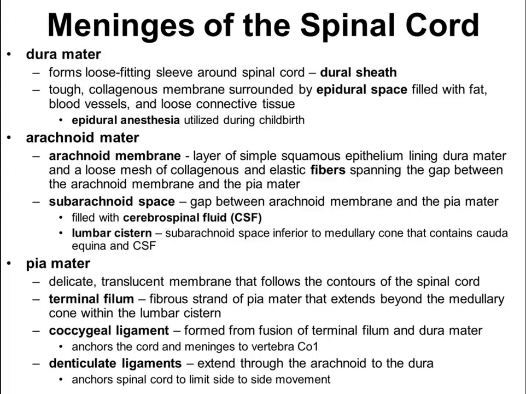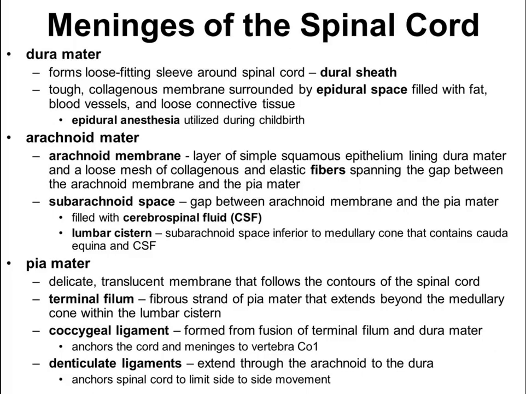There's several different parts to it. The terminal filum, which is a fibrous strand of pia mater that extends beyond the medullary cone within the lumbar cistern. There's the coccygeal ligament. This is formed from fusion of the terminal filum and dura mater, and it anchors the cord and the meninges to the vertebrae. And there are the denticulate ligaments, and these extend through the arachnoid to the dura.